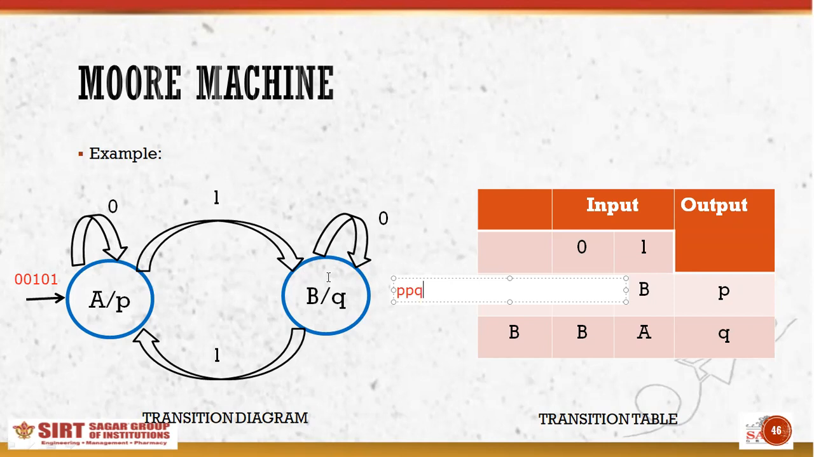Now I am on state B and I will read the next input alphabet, that is 0. So on reading 0, I will reach B and I will give an output q. Now the last input alphabet is 1. So from B, when we read 1, we will reach state A and will give output p. So now this string has been finished. So with respect to this input string 0, 0, 1, 0, 1, you can see we have given an output of p, p, q, q, p. Okay.